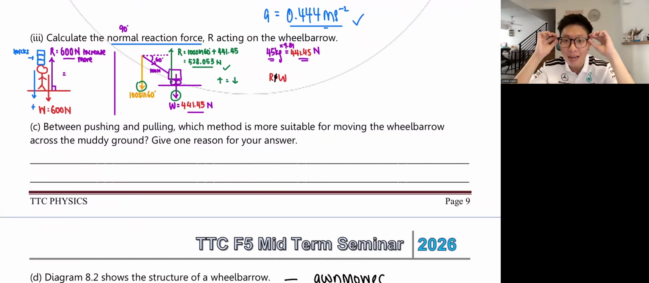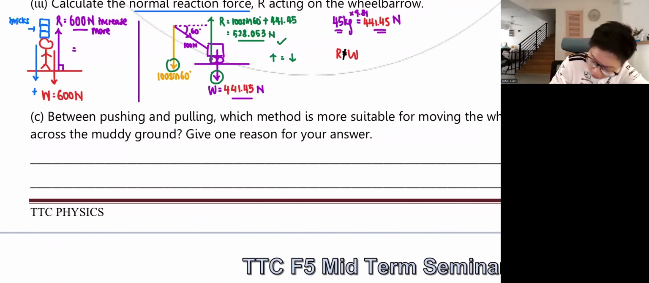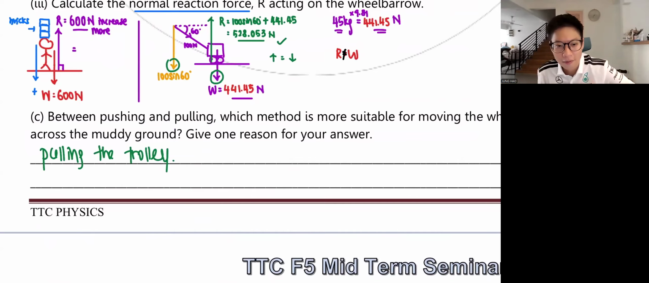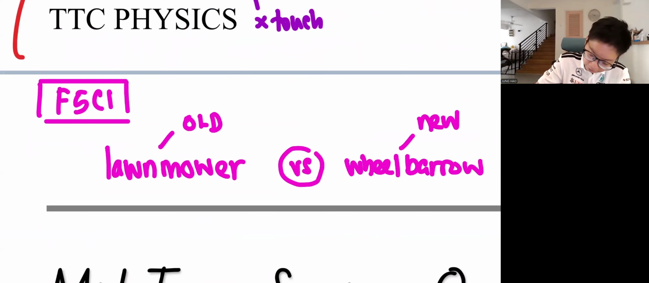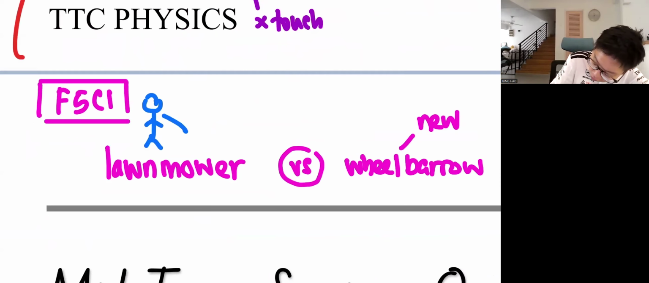Okay, guys, we have quite a mixed answer. We have push, pull, push, pull, pull, pull. Okay, the answer is obviously pulling the trolley. Now give me one moment to explain why you might think that it's pushing. Let's go back to my starting point of today. For a lawnmower, you guys know what a lawnmower is, right? A lawnmower is the one that you cut grass with. You will realize that you will usually push.